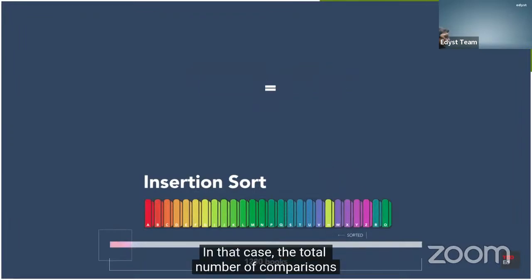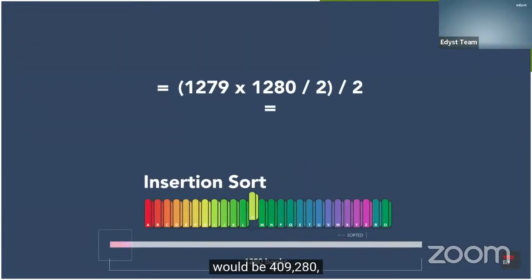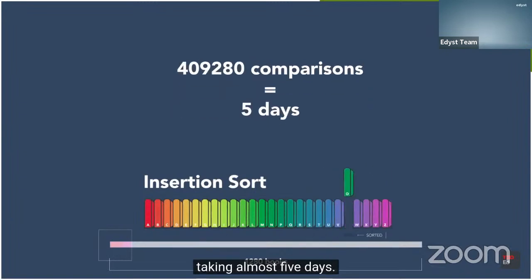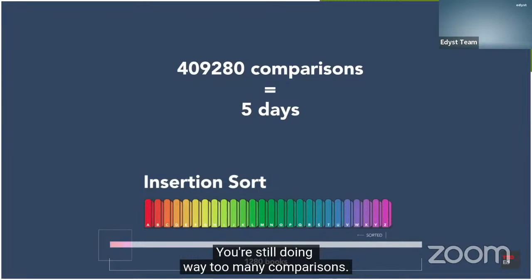In that case, the total number of comparisons would be 409,280, taking almost 5 days. You're still doing way too many comparisons.